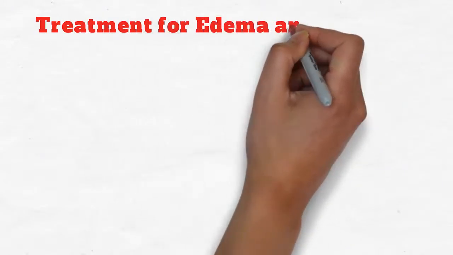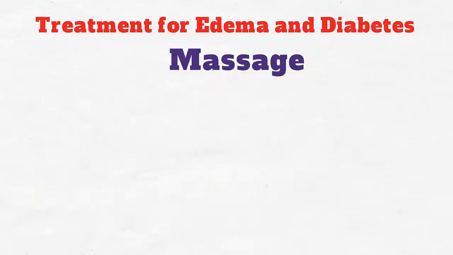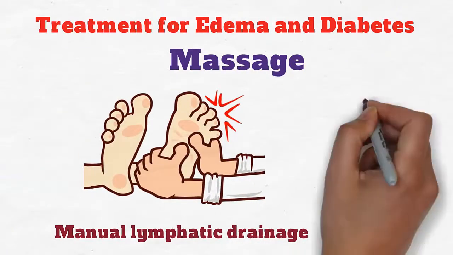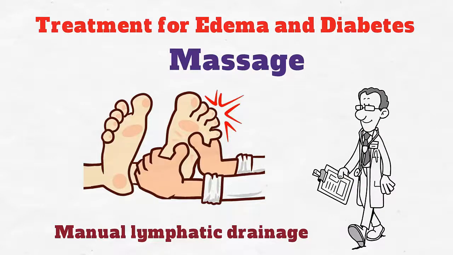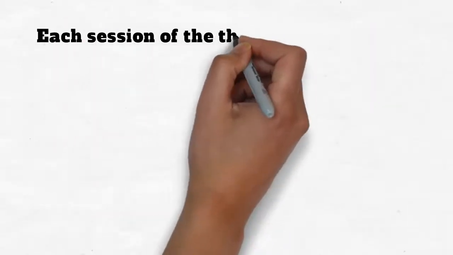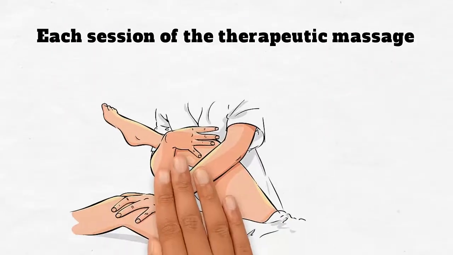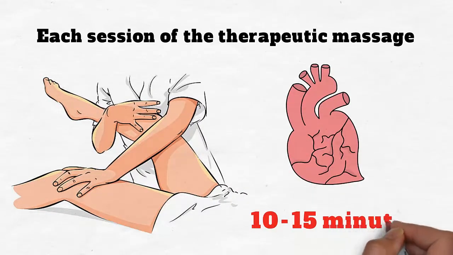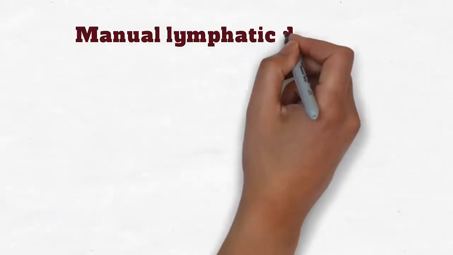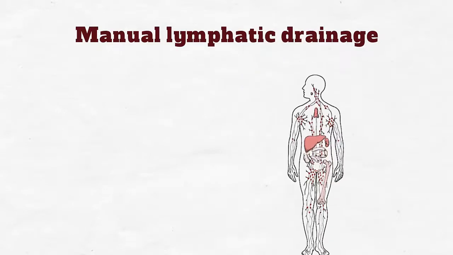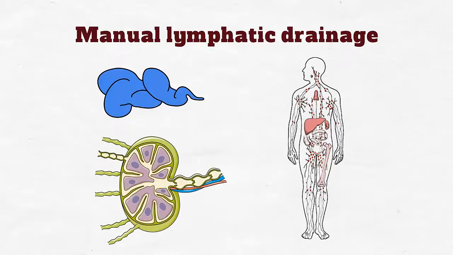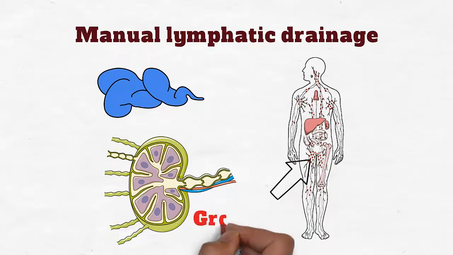Treatment for edema and diabetes. Massage. Manual lymphatic drainage is a massage technique that is best done by professional therapists. Each session of the therapeutic massage begins by raising and supporting the affected limb above the level of the heart for 10 to 15 minutes. When properly done, manual lymphatic drainage follows the map of the lymphatic system in the affected limb. The aim is to return the fluids pooling in the limbs back to the lymph nodes in the groin area.